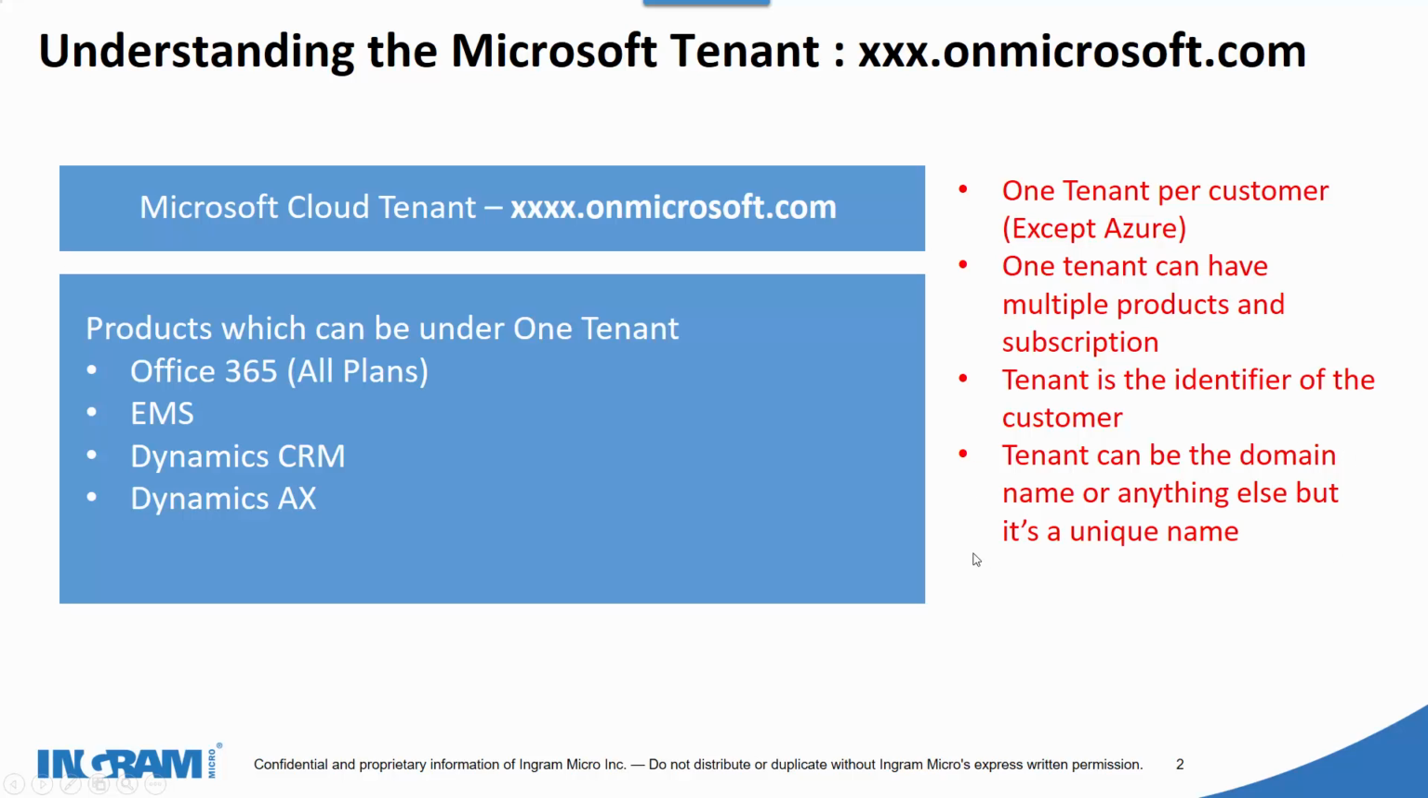Treat this as a domain name or a unique identifier, which is pretty much unique, and the easiest thing to do is use the domain name as the unique identifier. For example, ingrammicro.com is the domain name of the company, and the tenant can become ingrammicro.onmicrosoft.com. So this is the easiest way, but if that domain name is not available, then you can choose something else. So that's, in simple words, what Microsoft Cloud Tenant means.